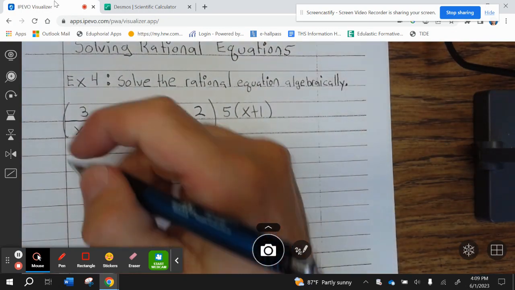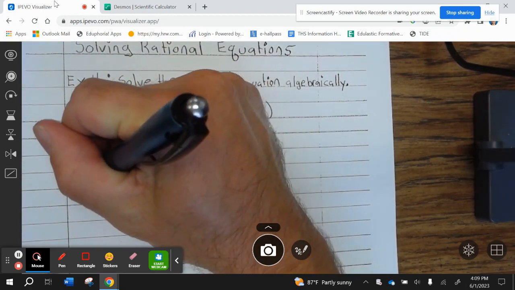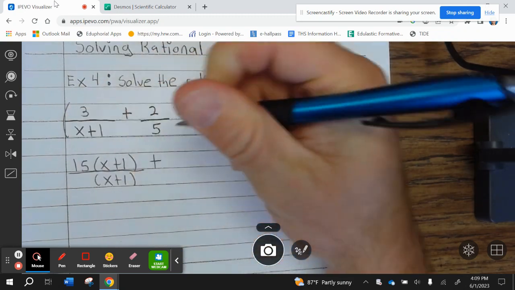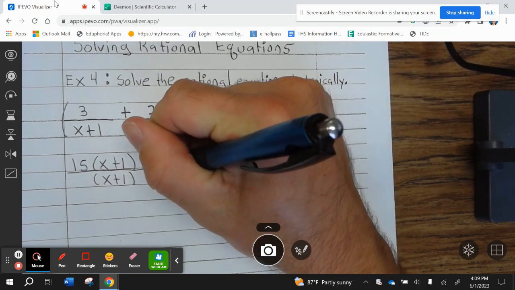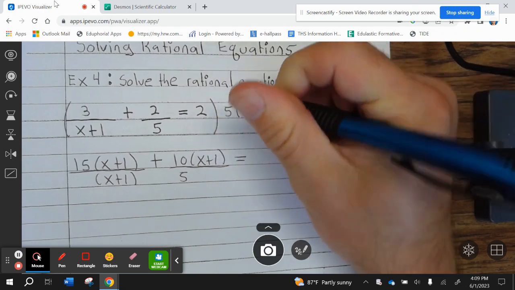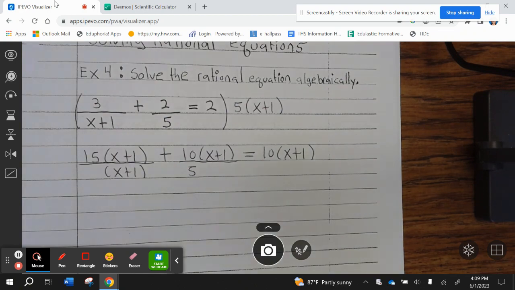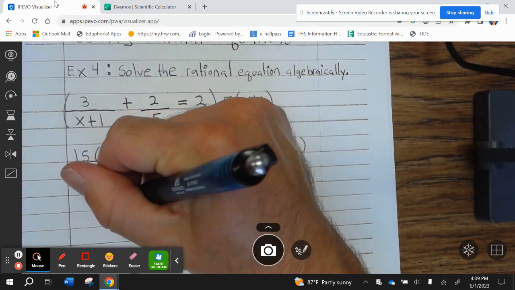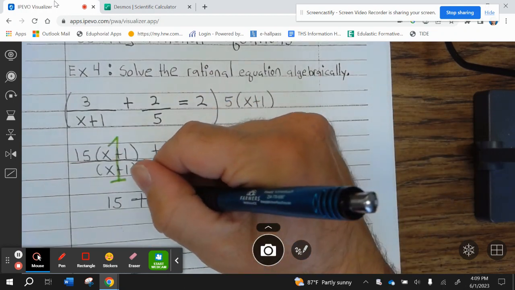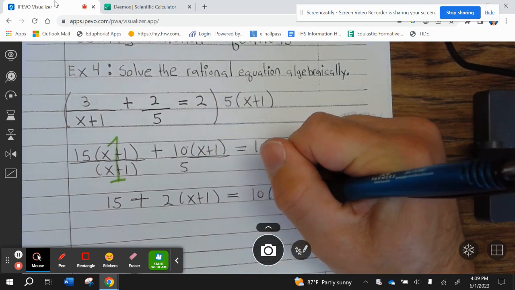Okay, this times 3 is 15 times (x plus 1) divided by (x plus 1), plus 5 times 2 is 10 times (x plus 1) divided by 5, equals 10 times (x plus 1). Now, this divides and becomes 1. So we're left with 15 plus 10 divided by 5 is 2 times (x plus 1) equals 10 times (x plus 1).